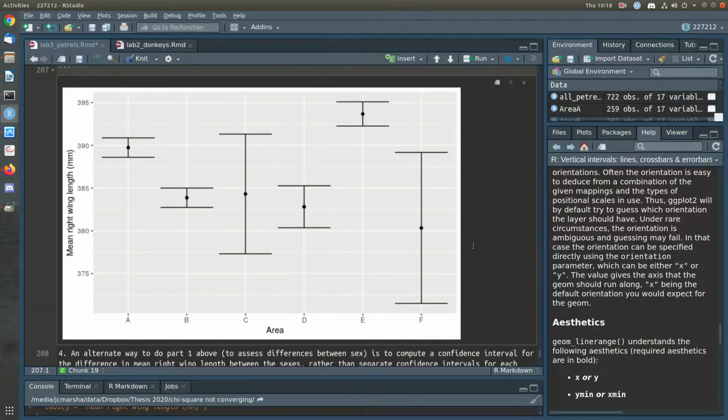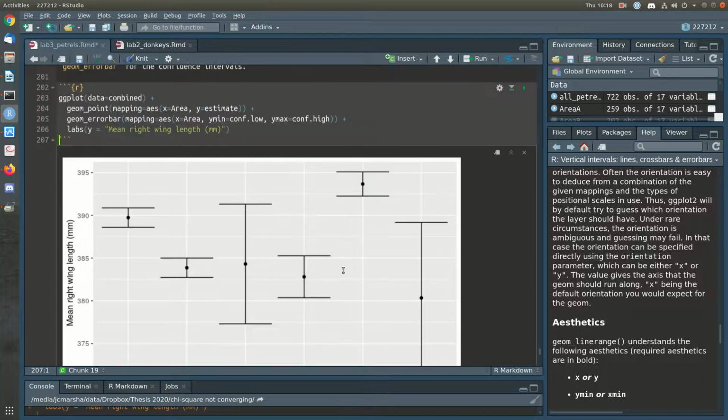There we go. So there's our confidence intervals, and again, you can see here that area E is larger than all of the other areas. You can see also that we're less confident about areas C and F, which of course is because we've just got less data there. We're more confident about the other groups because we've got more data there.